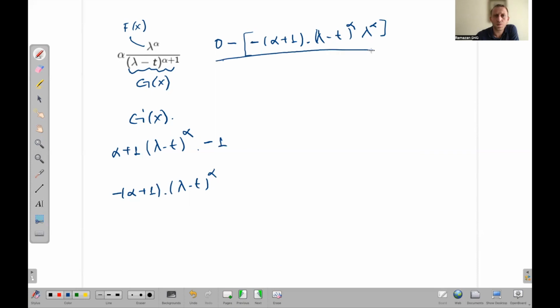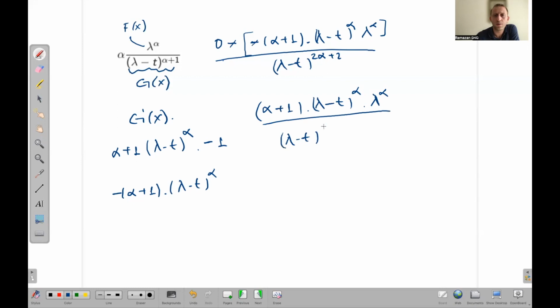We need to take the square of g of x, which is (lambda minus t) to the alpha plus 2. So that's one. These guys will be plus sign, and that will be alpha plus 1 times (lambda minus t) to the alpha times lambda to the alpha, divided by (lambda minus t) to the 2 alpha plus 2.